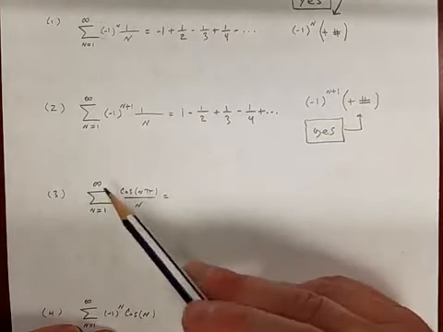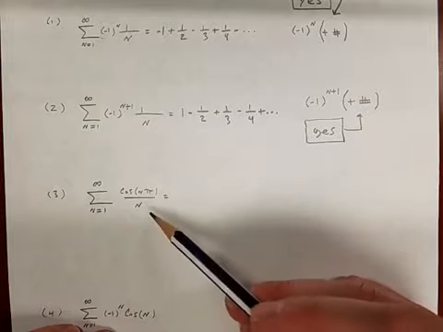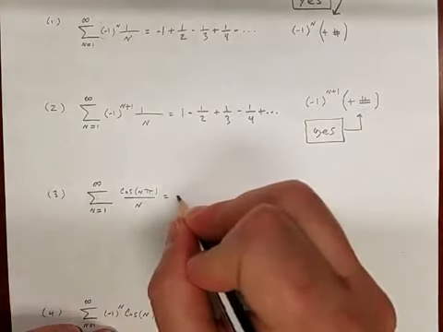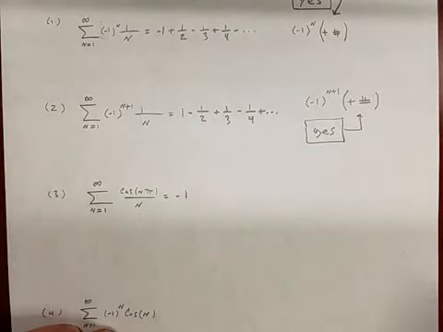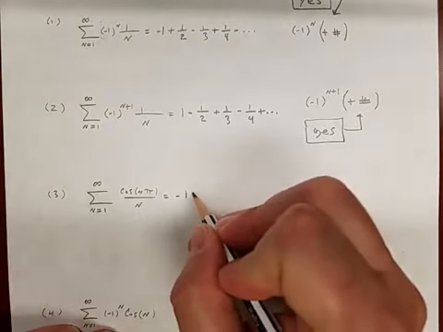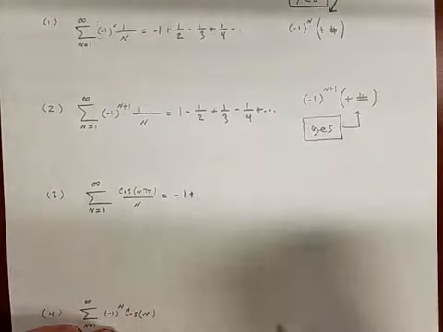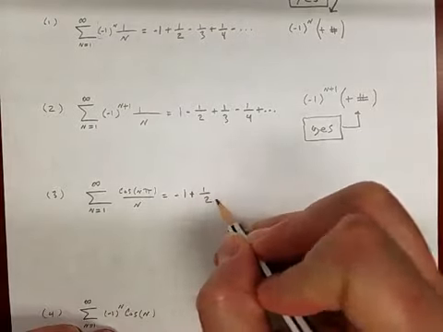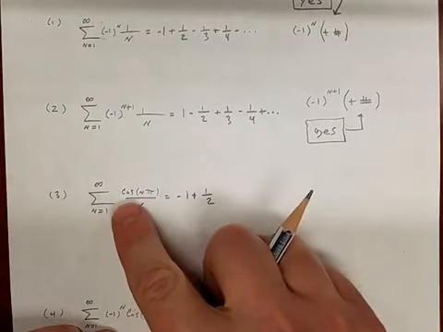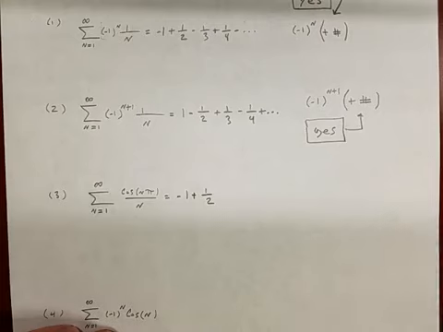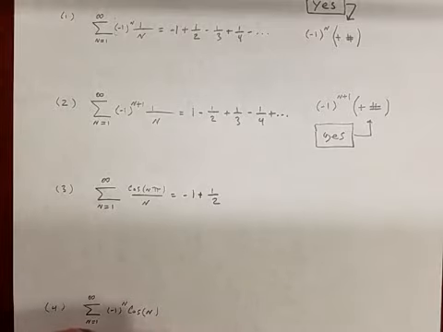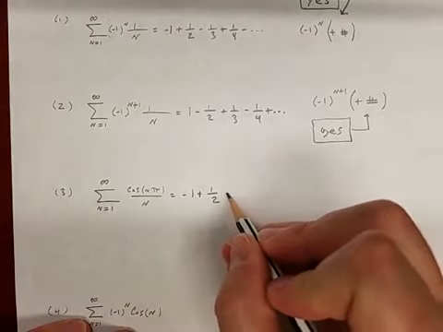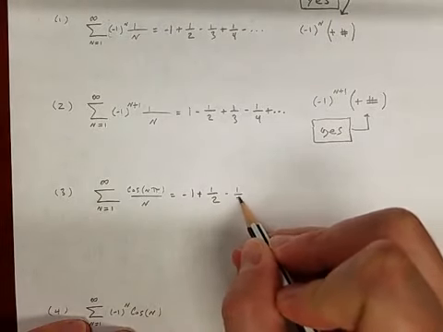Okay, so first term, cosine pi over 1. That's -1. Second term, cosine 2 pi over 2. Cosine 2 pi, that's 1. Okay, so that's going to be +1/2. Third term, so cosine 3 pi over 3. Cosine 3 pi is coterminal with 180 degrees. If you want, cosine's -1, so I get -1/3.